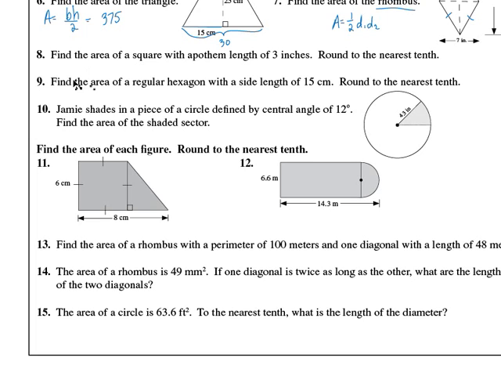Look at this one. Find the area of a regular hexagon with a side length of 15. Now you could try to draw a regular hexagon if you wanted to. That's all you really need to draw. This is what I would do. Regular hexagon. I would just draw a little bit of it. Would you agree? It looks kind of something like that.